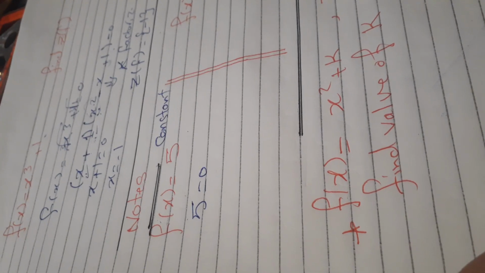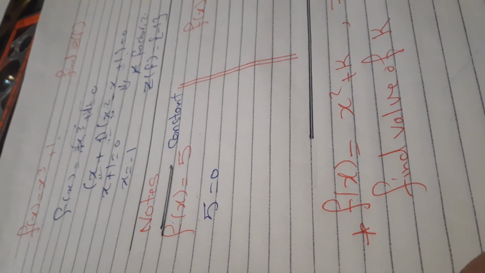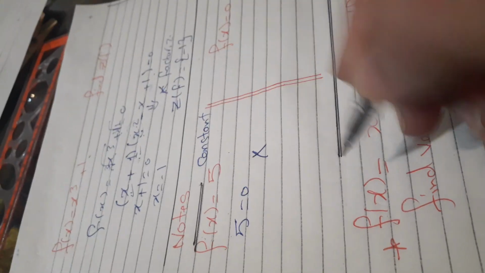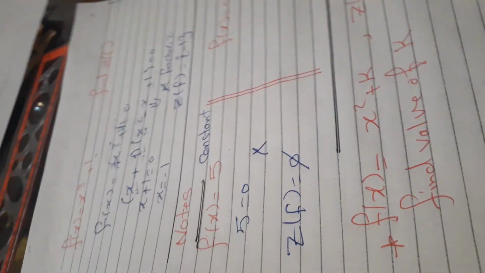If 5 equals 0, yes or not? No, 5 can't equal 0. So the zeros of the function here equal what? Equal 5.